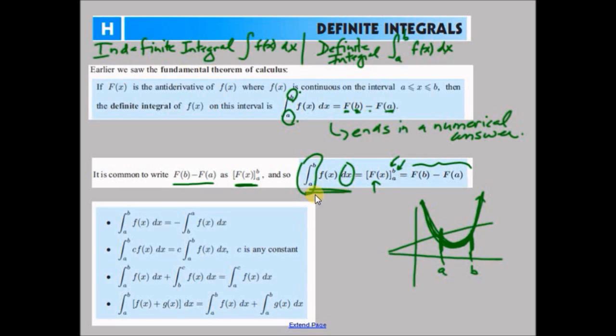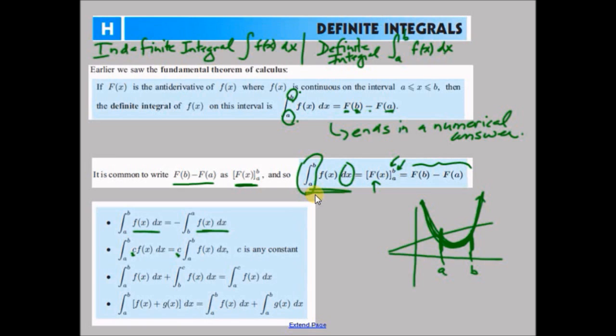Now, keeping in mind that we have these properties of integrals here. We looked at them earlier in the chapter. If I have an integral from a to b, that is going to be the same as the negative of that integral from b to a. Those two numerical answers will be negatives of each other because they're going in the opposite direction. If I have a constant c here, I can pull that constant out. I did that with indefinite integrals, I can also do it with definite integrals.